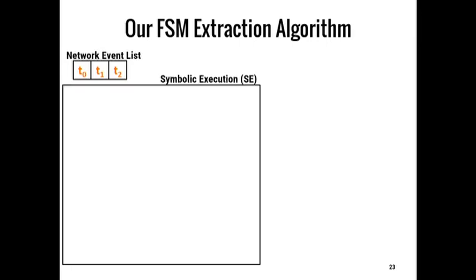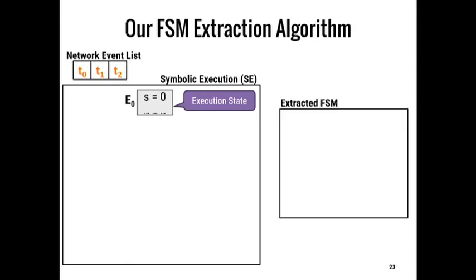And to start the symbolic execution, we will load the program, and that's the initial state of the program. We denote this program state as E0, and for clarity, we also call it execution state. Now, in this example, we will consider that variable S defines the protocol FSM state variable. So now we can extract our FSM state from this program execution state. And what we get is F0, where S is equal to 0.